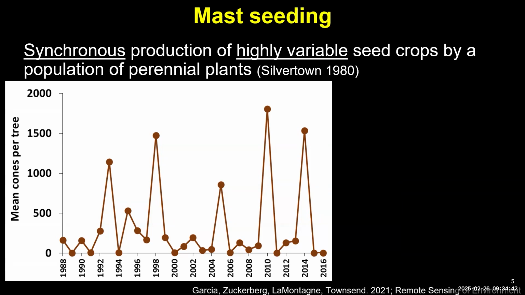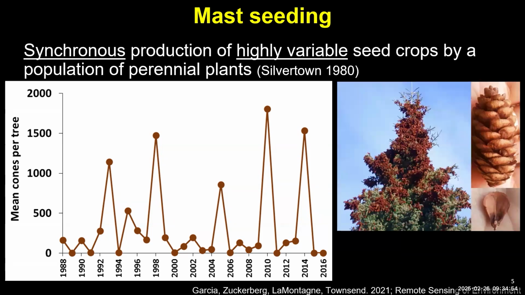And in this figure, you can see that on the x-axis, we have almost 30 years of data. And this is showing the mean number of cones produced per tree. This is for white spruce. And the pattern here to note is that many years are low reproduction. And then every once in a while, there's this really large resource pulse that happens. And we refer to that as mass seeding events.